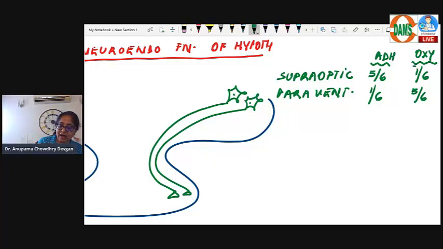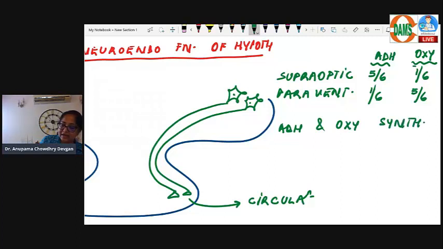Now, these are synthesized in the hypothalamus as large precursor molecules. Then they reach the posterior pituitary, and from the posterior pituitary they come into the circulation. Synthesized in the hypothalamus, transported by axoplasmic transport into the posterior pituitary, and then released into the circulation from the posterior pituitary.